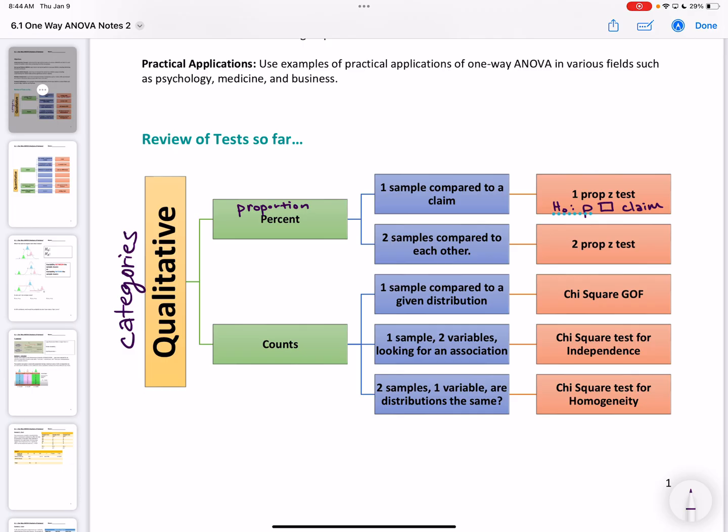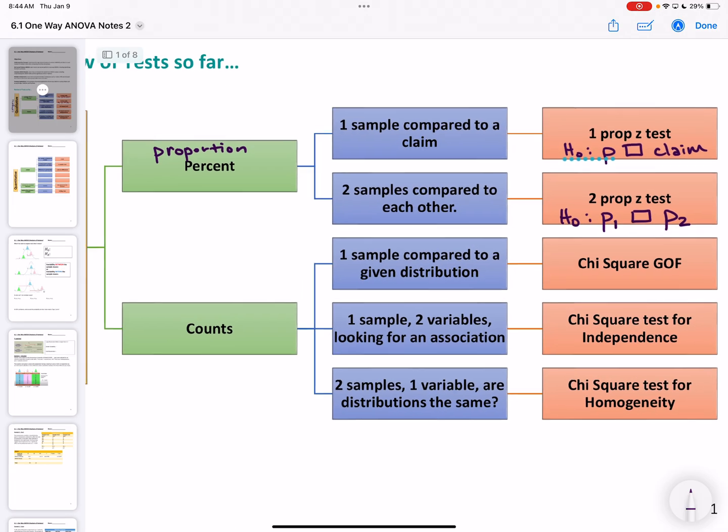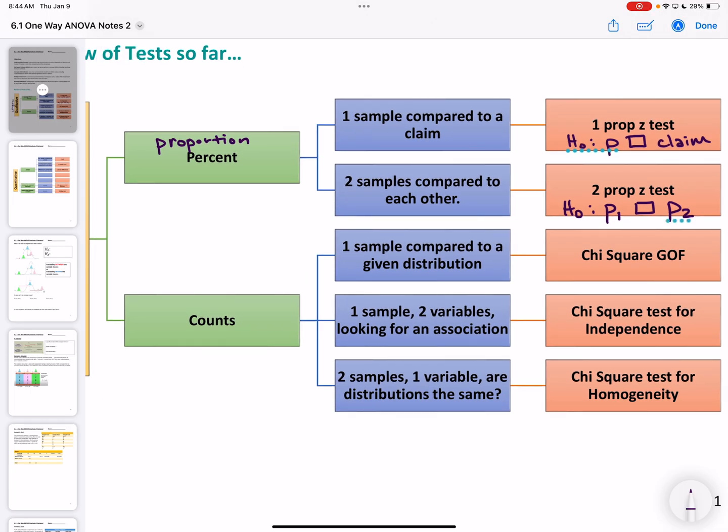If it's two samples compared to each other, that's a two prop Z test. And the null is going to be one proportion, or one percent, compared to a second percent, okay? So those are both if we have proportions.